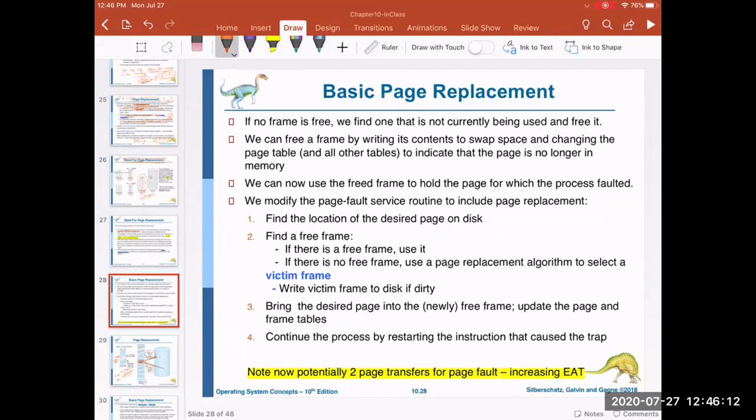Now, if there is no free frame, as we have increased the multi-programming, we try to fill in our RAM. There could be a case that there is no free space. Then what would happen? Either the process which is running is terminated, or we go for page replacement. So what can be done? We can free a frame by writing its content to swap space and changing the page table to indicate that the page is no longer available in the main memory.